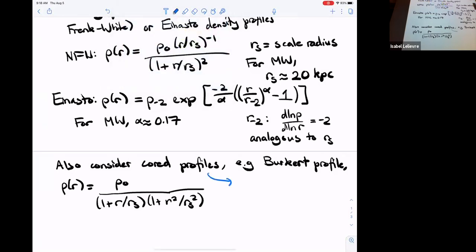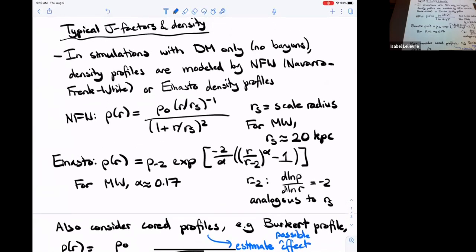Do these profiles come from bits of the data, or from something like simulations? The NFW and Einasto primarily come from fits to simulations. So these functional forms come from looking at a bunch of halos in simulations and saying, okay, what's a simple numerical form that we can fit that describes the halos in the simulations reasonably well.